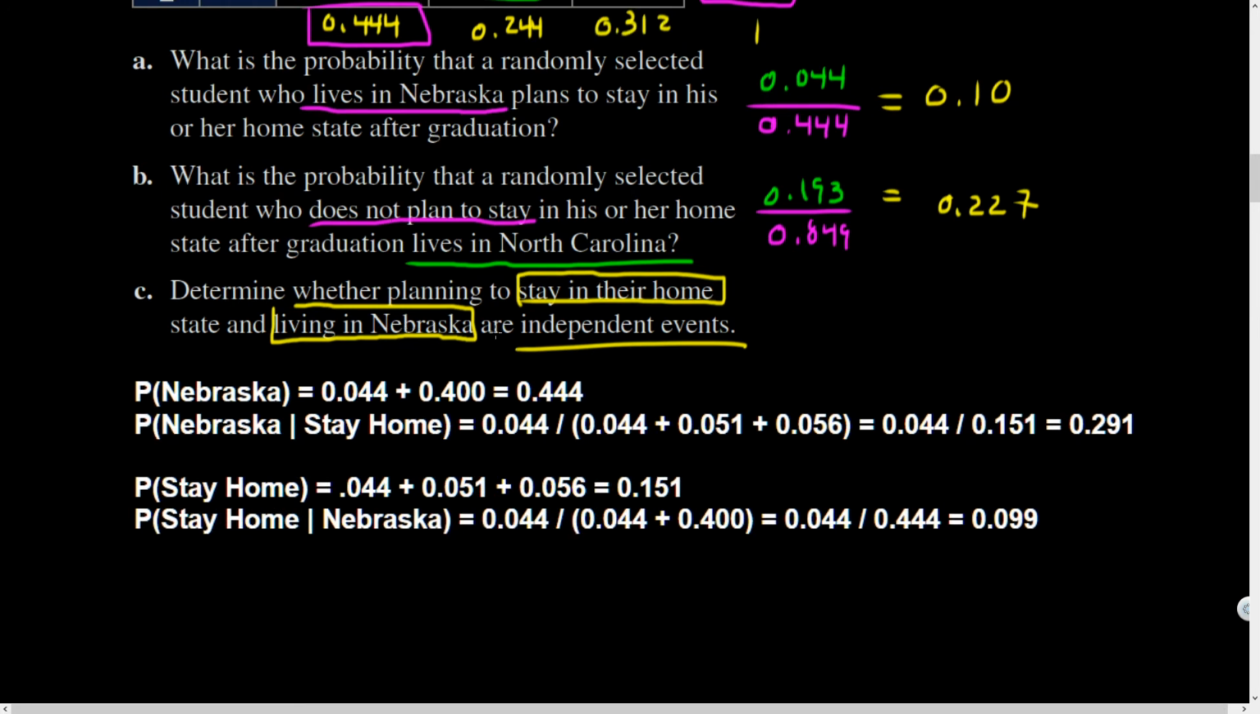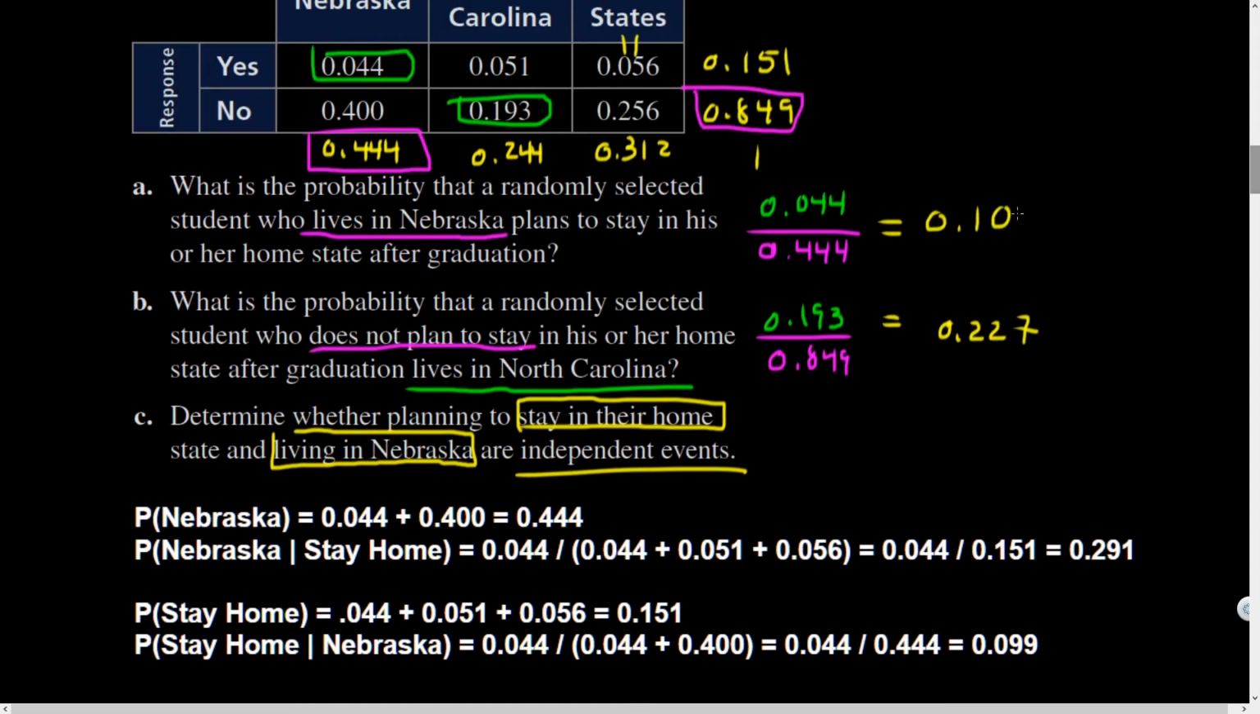Now it doesn't matter which way I do it, because I could have focused on staying at home versus living in Nebraska. Doesn't matter which way. Okay. So this is one analysis where I'm doing the Nebraska view. So what's the probability that someone lives in Nebraska? One of those students lived in Nebraska? Well, I added the entire column of those who lived in Nebraska.